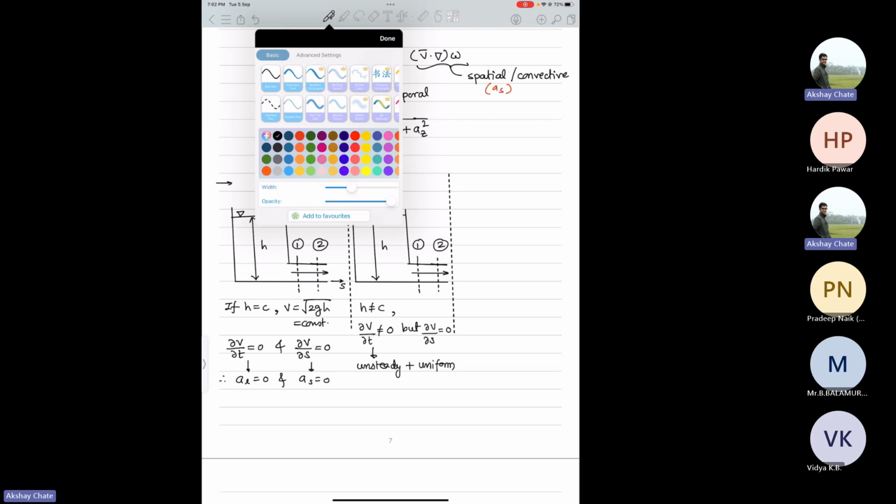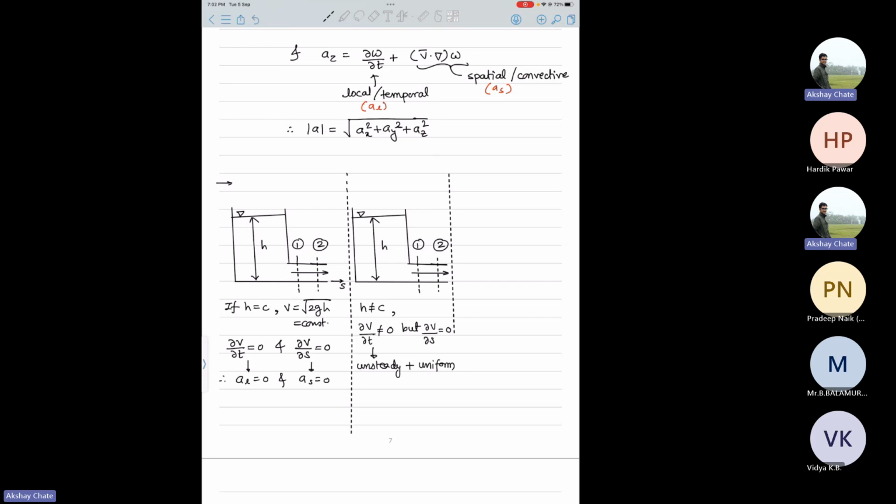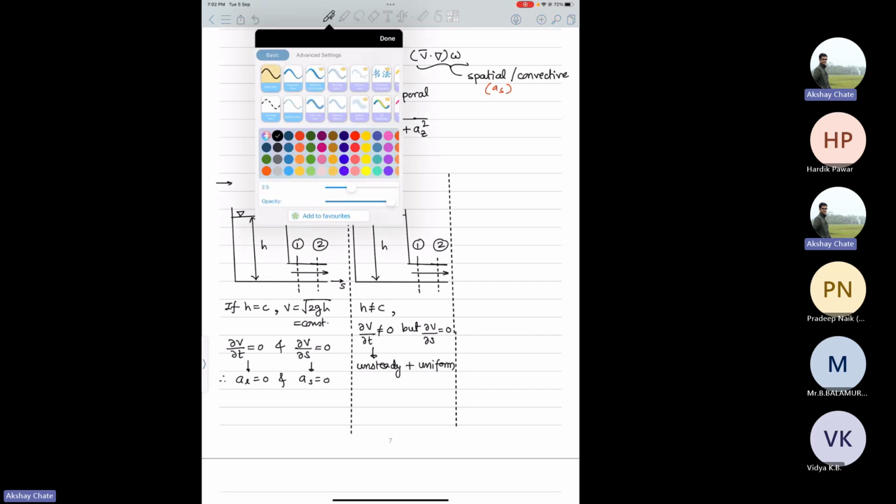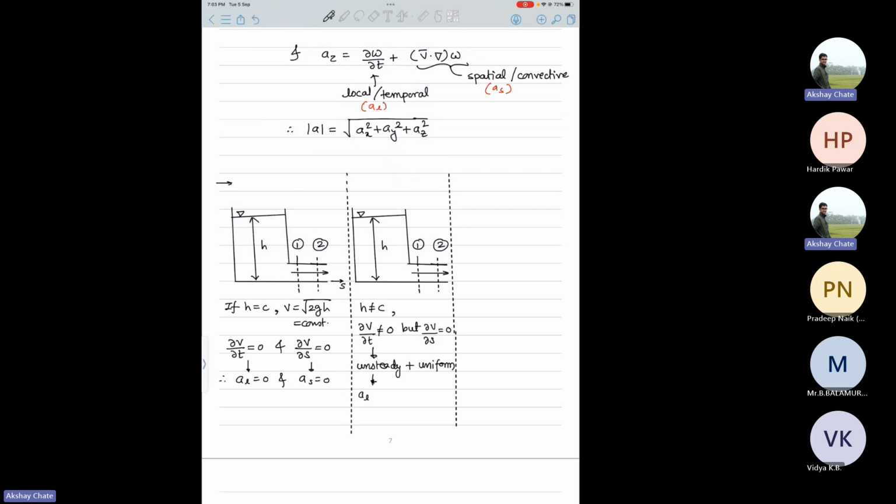So in this case, maybe I should increase the height of these lines. Yeah. So in this case, your local acceleration component will not be 0, but your spatial component will still be 0. And here it is a steady plus uniform flow.